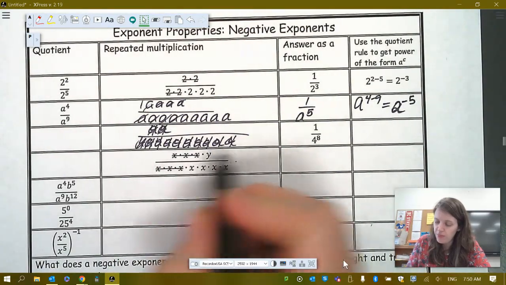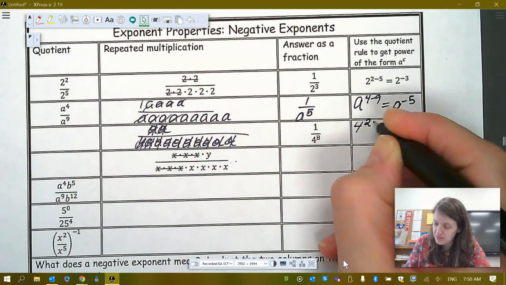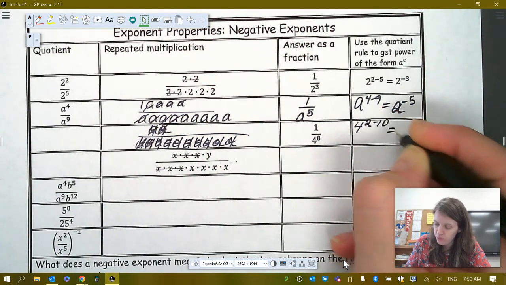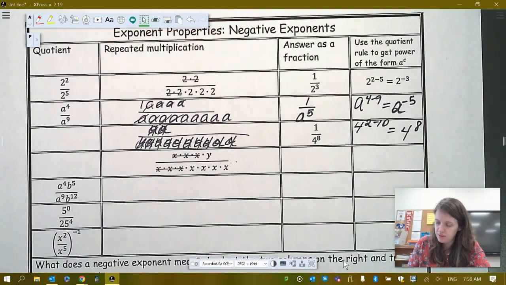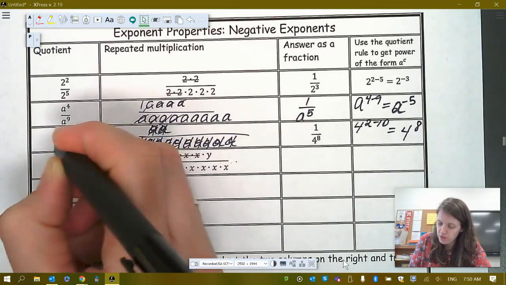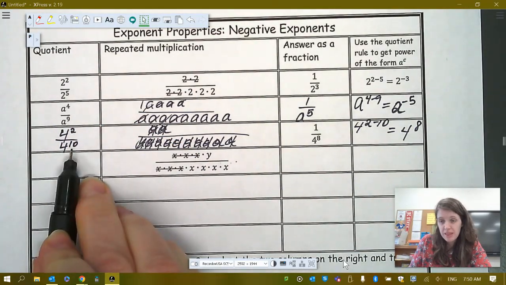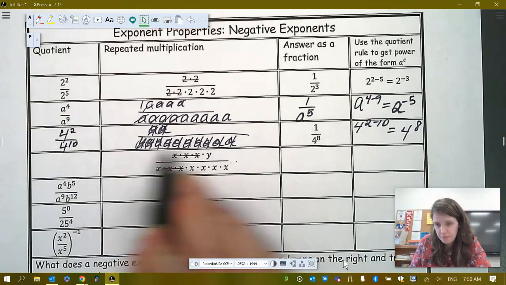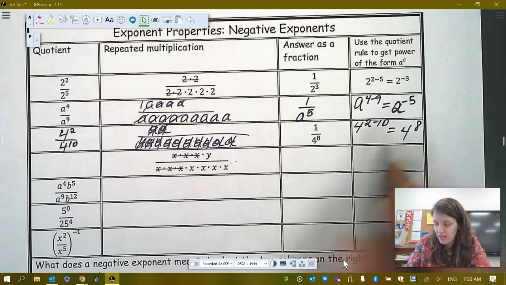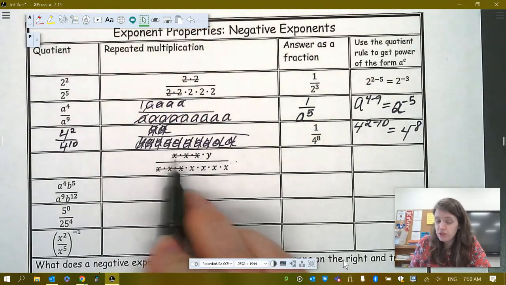So when we think about what this was, 4 to the 2 minus 10, which gave you 4 to the 8. Okay, so what was on top? 4 to the 2 and 4 to the 10 on bottom. Because I had more on bottom, I'm left with my extras on bottom, and that means that was a negative exponent.